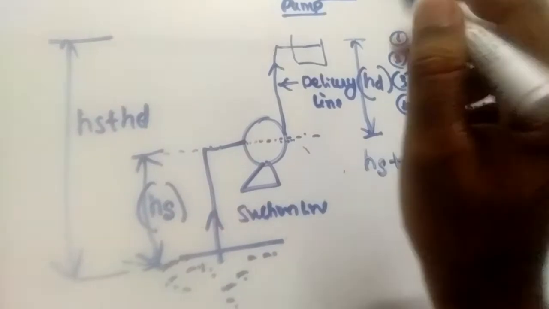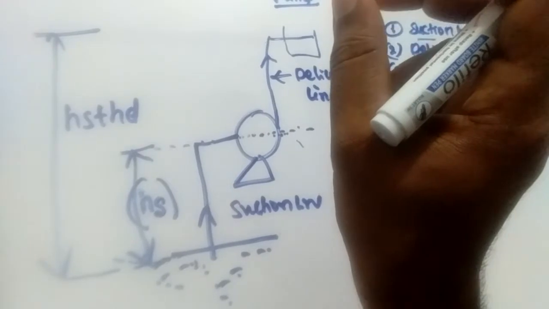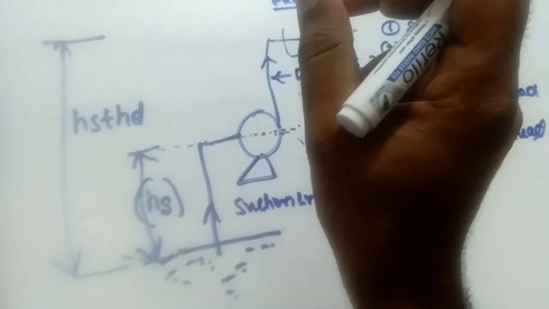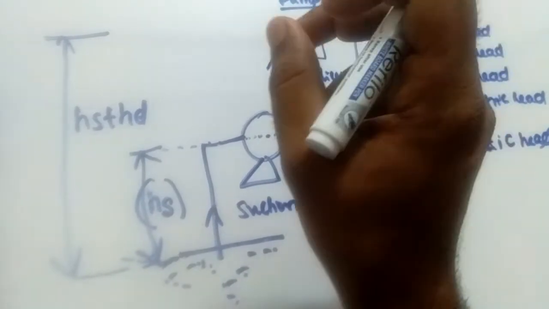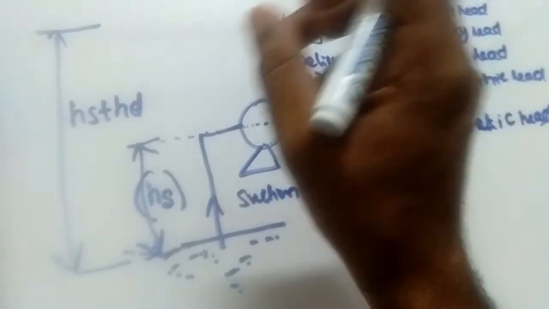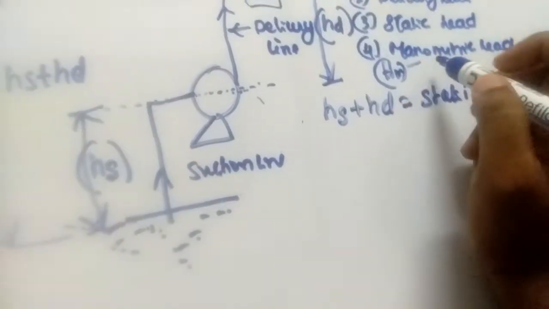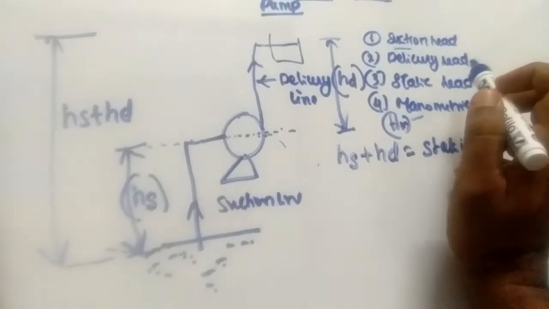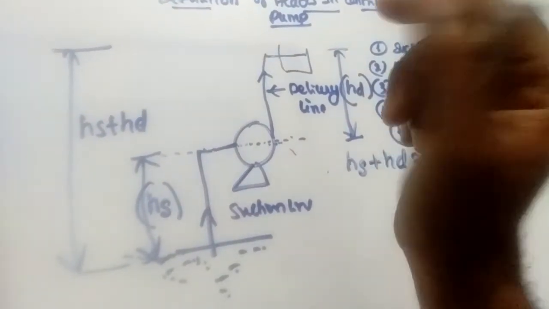What is manometric head? It is the head that is generally given by the pump. When a pump is specified, it is specified by its manometric head. This head is given by the pump to the water, and we can write it as HM. This head is obtained from the pump and given to the water.